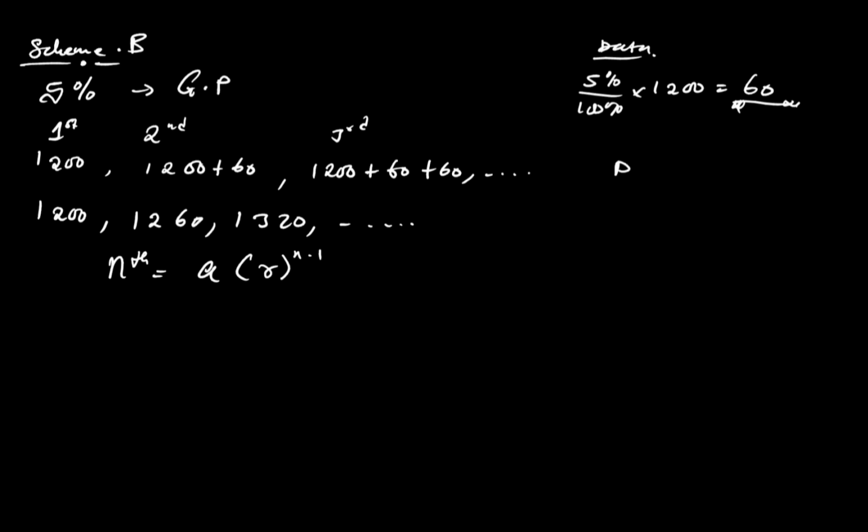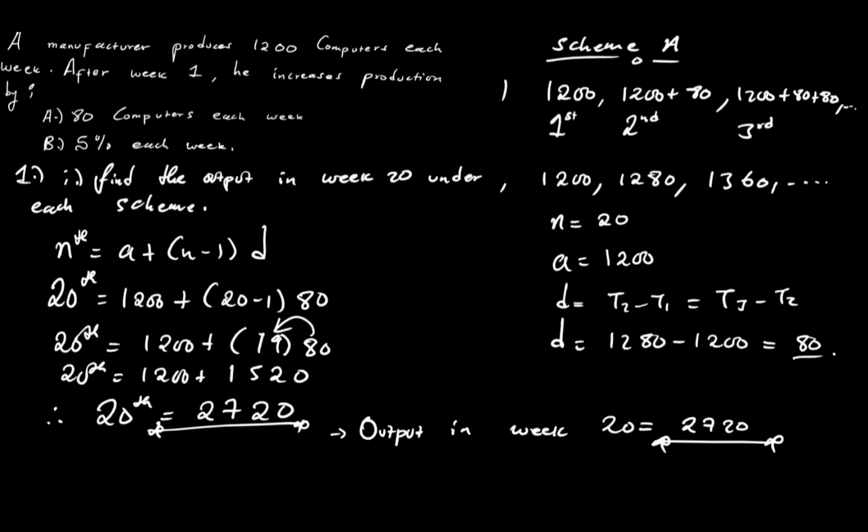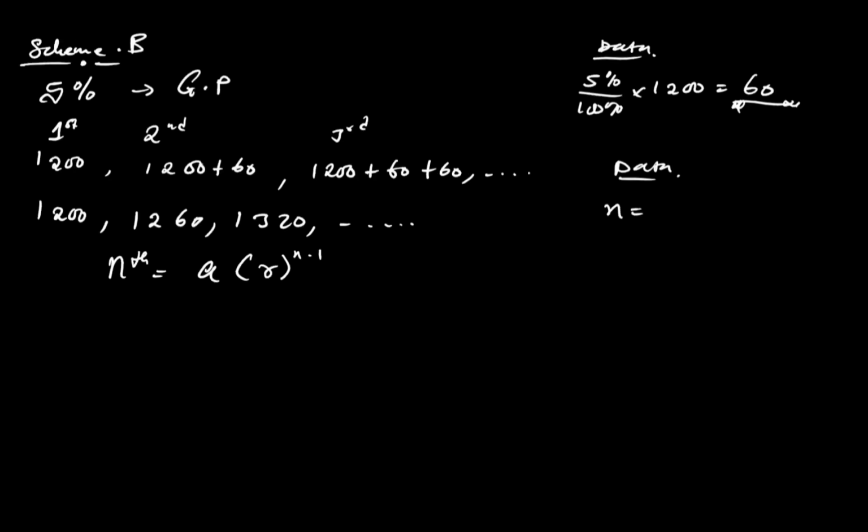So if we look at the data, we can look for n, which is basically a duration. What was the duration? The question says find the output in week 20. So that's the duration. So n is 20. So we know that n is 20 and a is 1,200.